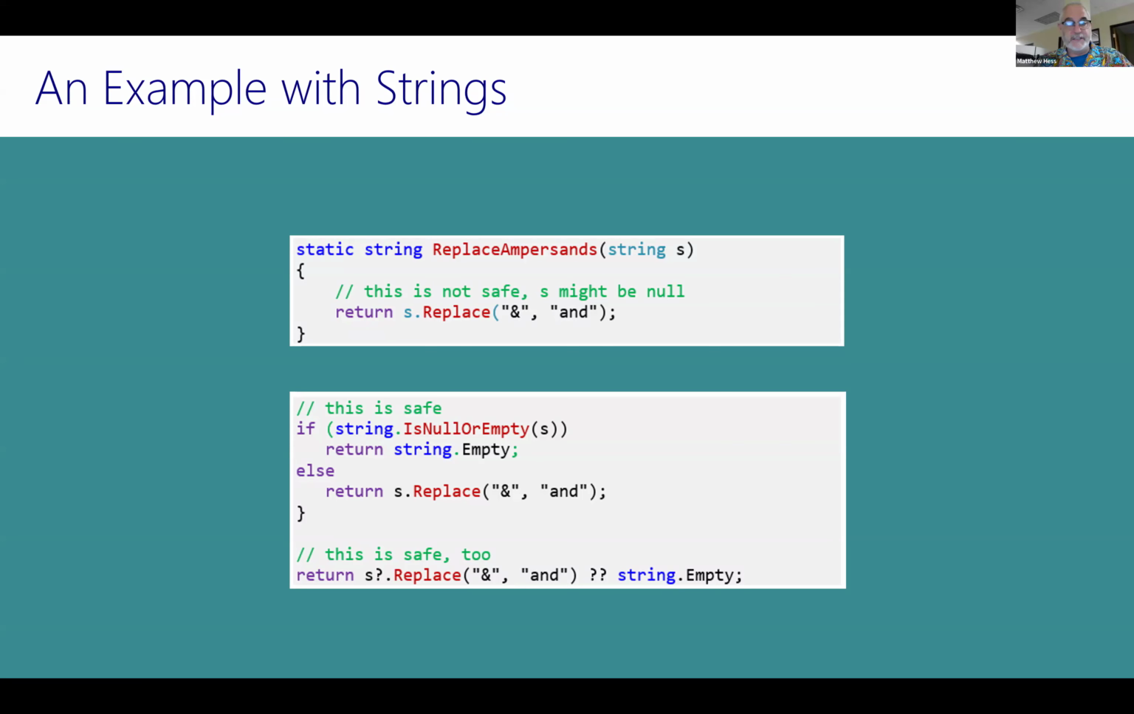And here again are two alternatives for guarding it. So if string.IsNullOrEmpty(s), then just return an empty string. Otherwise, do the replace operation. So we put a guard on, or again, using null conditional and null coalescing, we could say s?.Replace and then coalesce it to string.Empty if this was null.